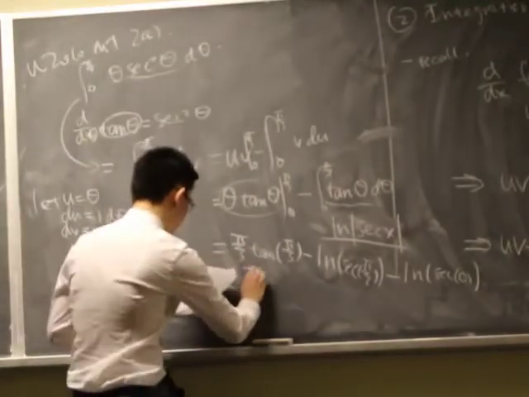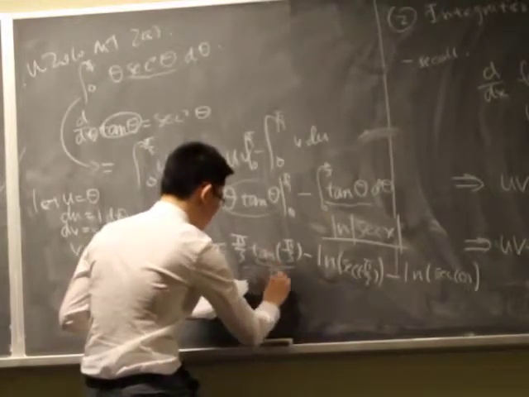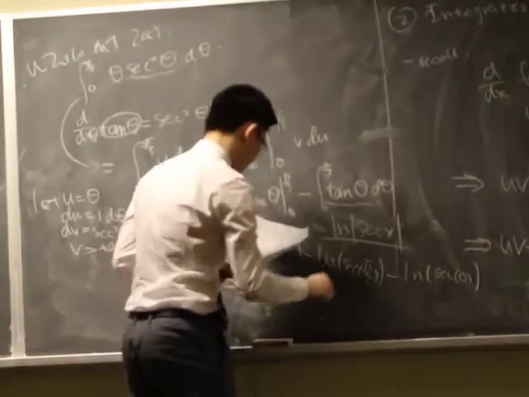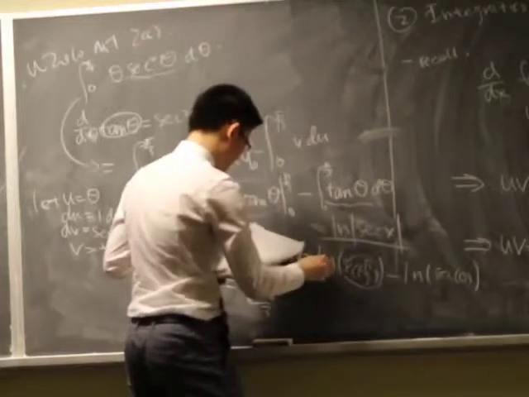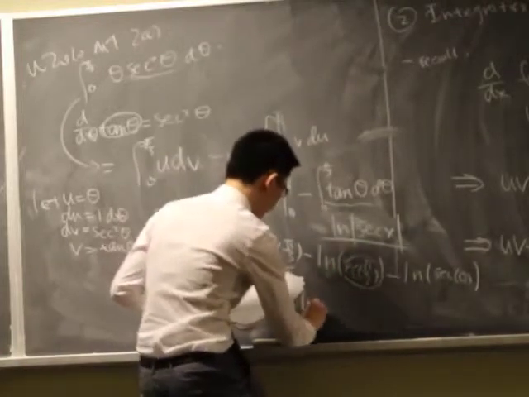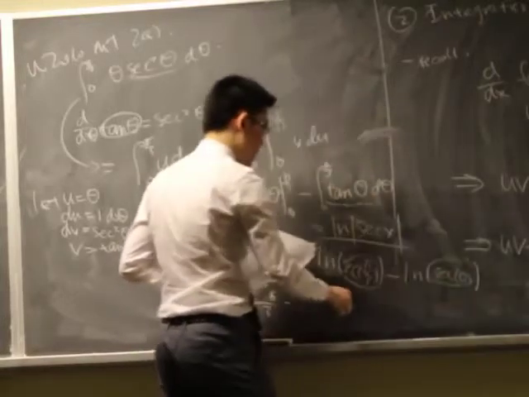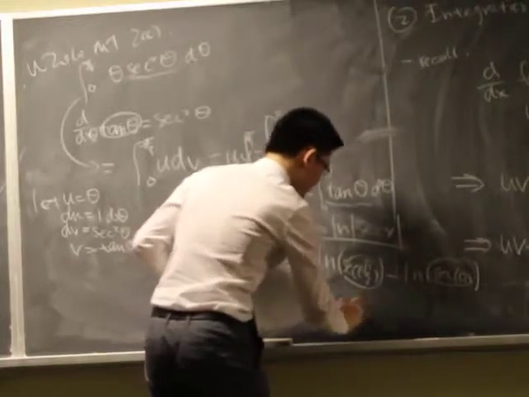Which eventually gives me, tangent of pi over 3 is square root of 3. So square root of 3 pi over 3 minus, the secant is 2, which is going to be ln of 2. And this entire thing right here is going to be 1, so it's ln of 1, which is 0. That's that.